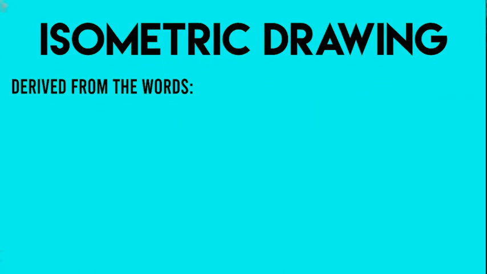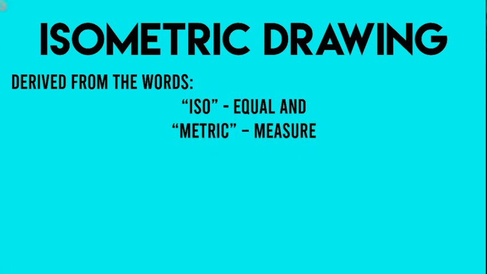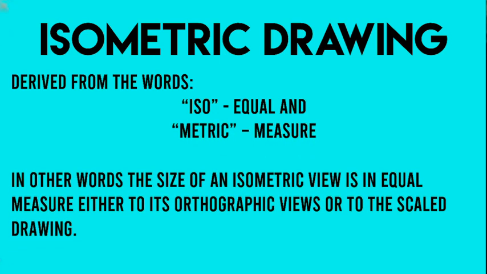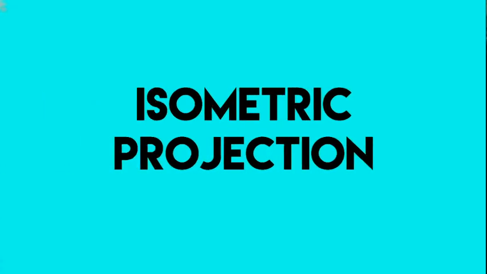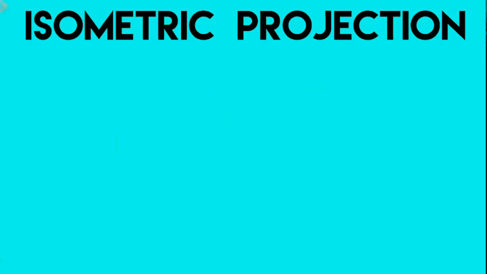So isometric drawing, or isometric, came from the words iso, meaning equal, and metric, meaning measure. In other words, the size of an isometric view is in equal measure either to its orthographic view or to the scaled drawing. So I have here the isometric projection. What do we mean by isometric projection? It is the way we project or view an object based on what we can see on its orthographic plane of projection.